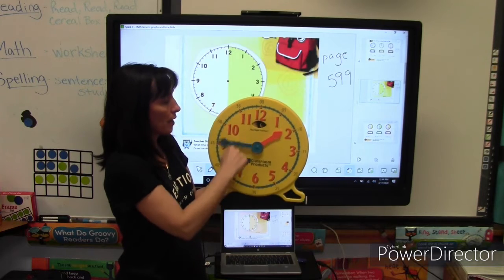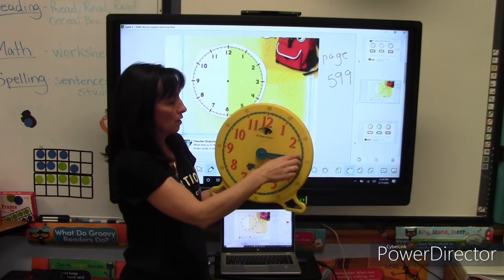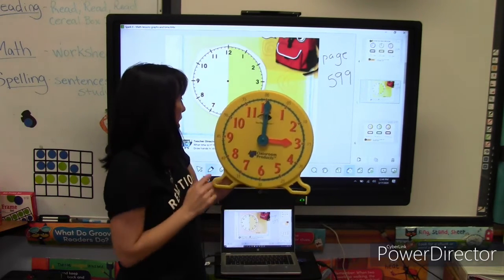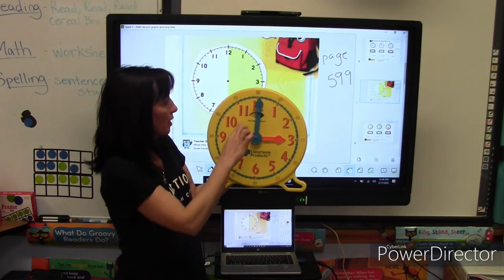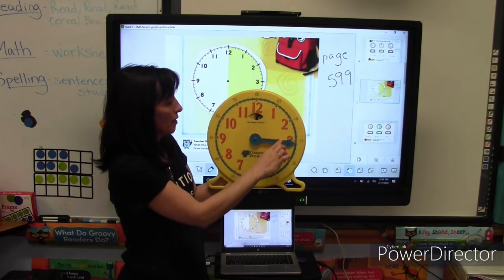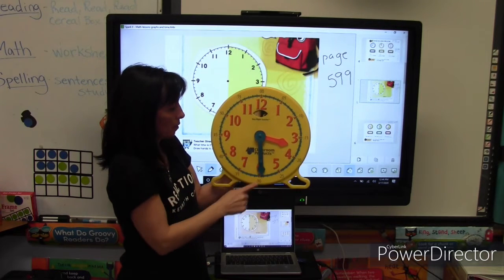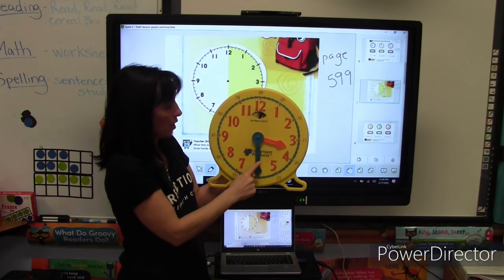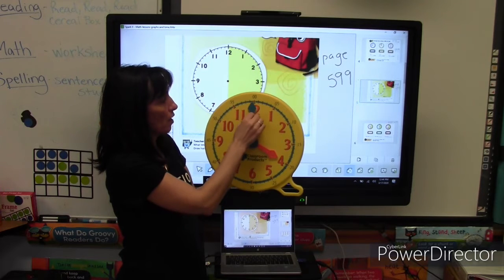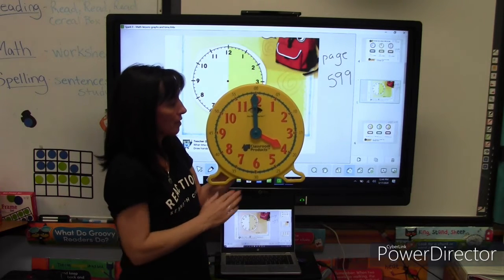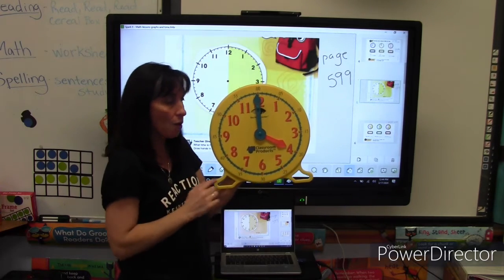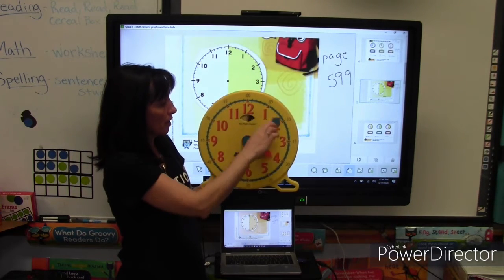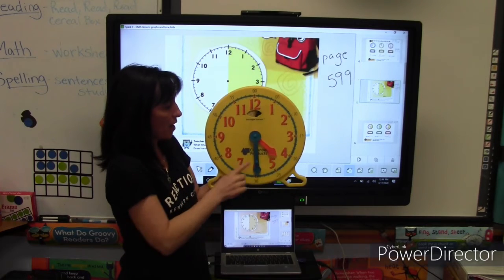I'm going to set my clock at 3 o'clock. So there we go, at 3 o'clock. And then I'm going to show 1 half hour passing. So I know I need to point my hand down at the 6. A half hour has passed. When I move it back up to the 12, another half hour has passed. Every time we cross half the clock, it's a half hour. So this would be 4 o'clock. 4:30 is the half hour.